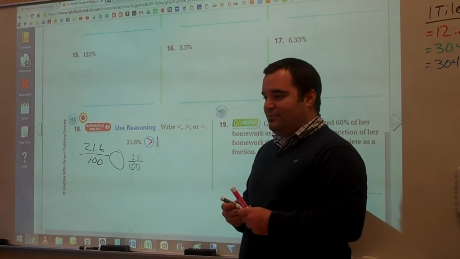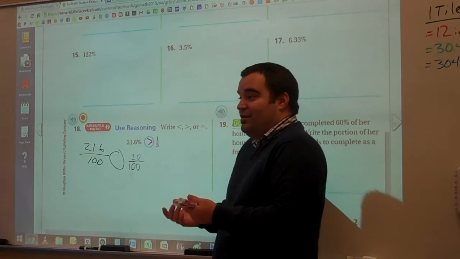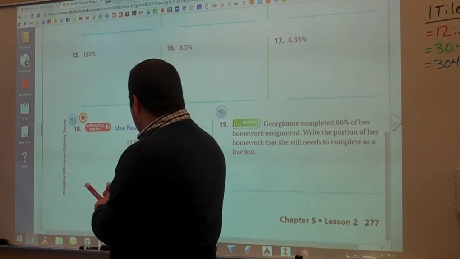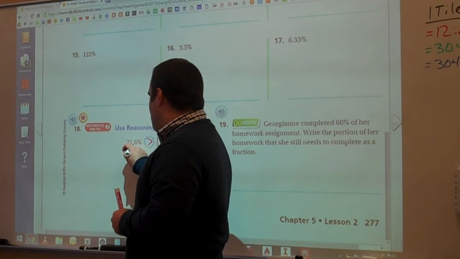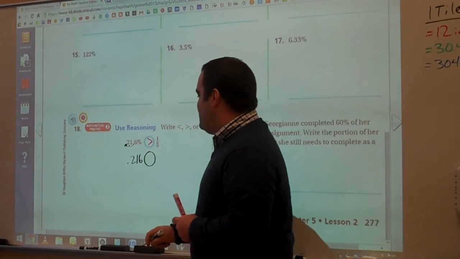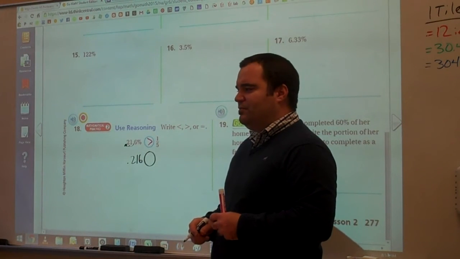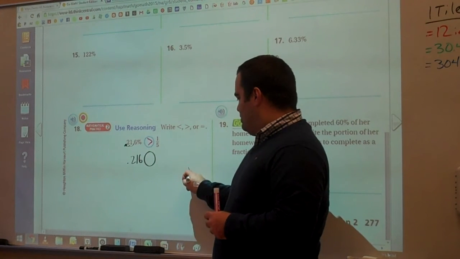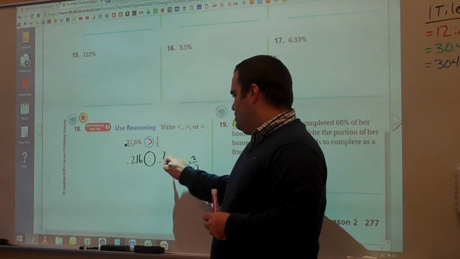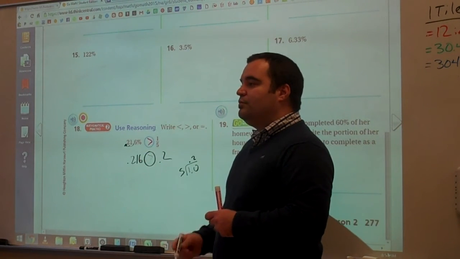But that's not what I did. I made it a decimal. That's what I did. I think that's the easier way to go. I went like this: 0.216 greater than, less than, or equal to 1/5. How do I turn a fraction into a decimal? Divide 1. Yup. A whole 16%.